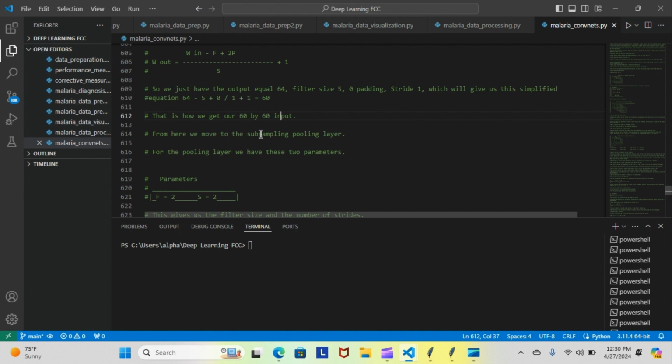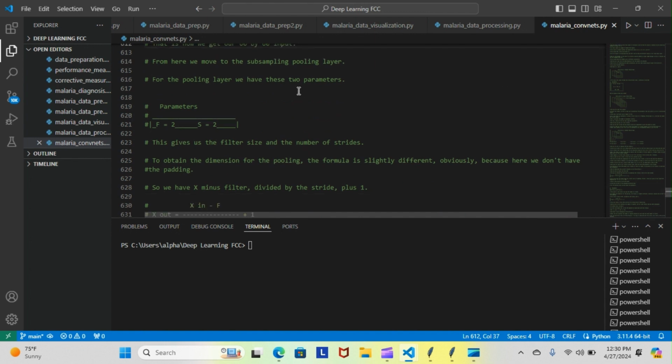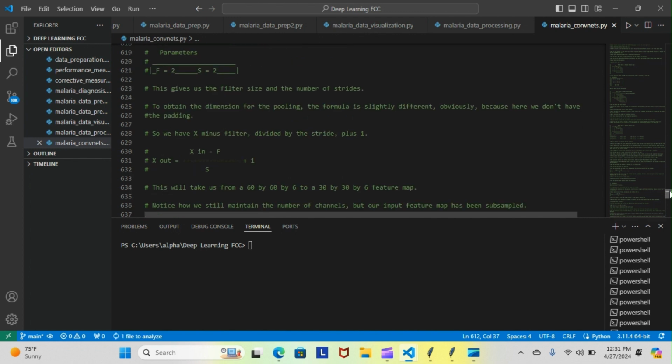So from here we move to the subsampling pooling layer. And these are the parameters of that pooling layer we're going to use here. We have a filter size of 2 and a stride size of 2. Now this gives us the filter size and the number of strides. To obtain the dimension for the pooling, the formula is slightly different, obviously, because here we don't have the padding. So we have x minus filter divided by the stride plus 1. And that's this equation here. The x output equals x input, take away the filter, divided by the stride plus 1.